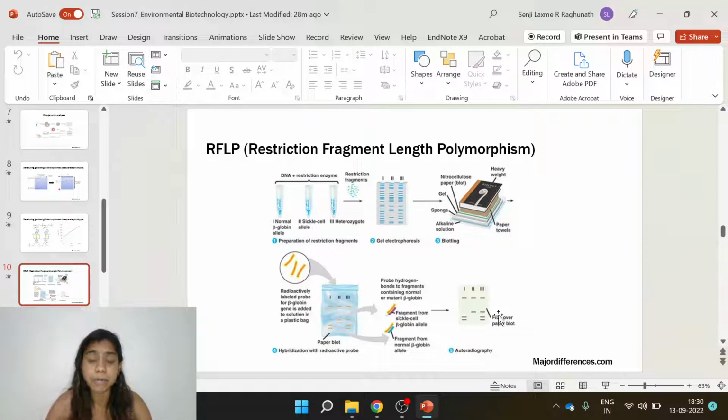But if a library is available and we already have prior knowledge of how these restriction patterns will look for our gene of interest, that would be even better, so that we can get a clearer idea of how these point mutations are happening in our gene of interest.